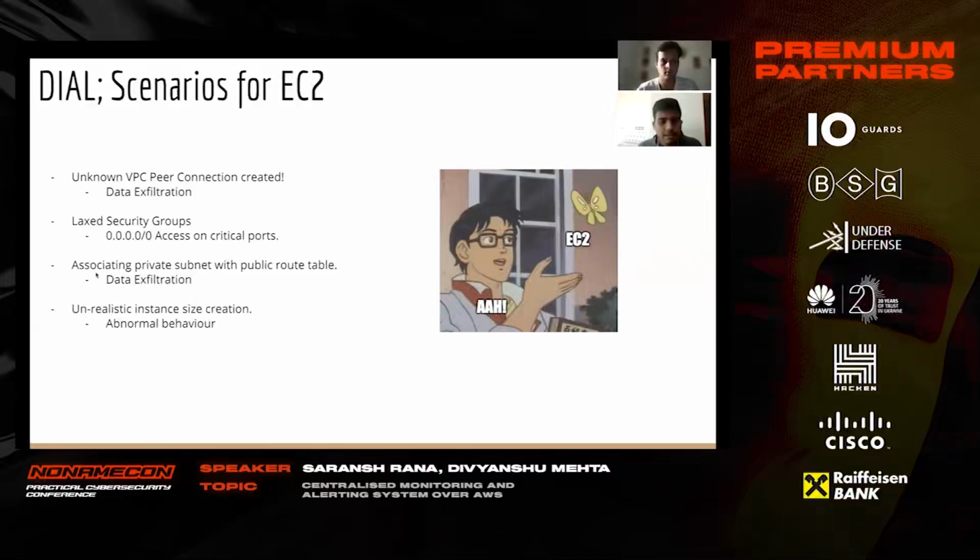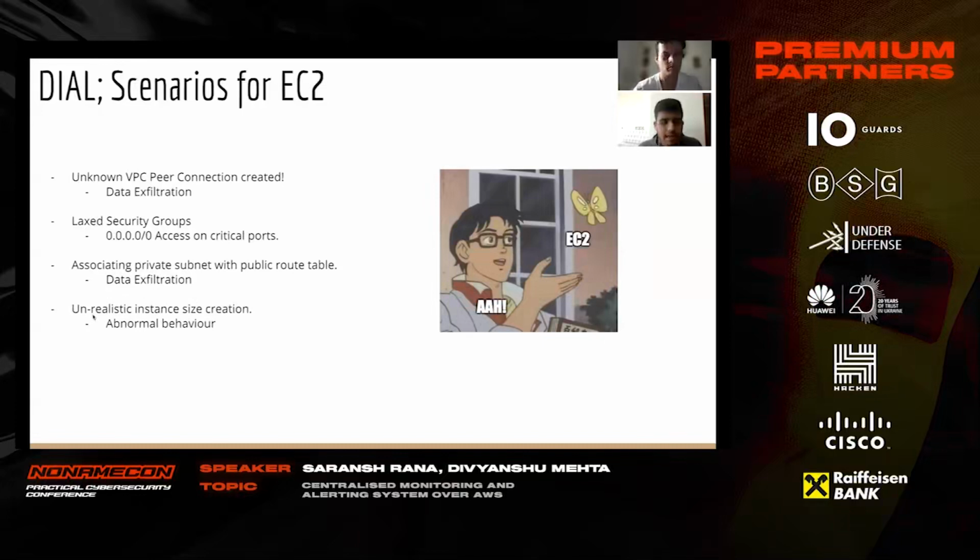Next we have associating a private subnet with a public route table. The reason for doing this was we don't want any private subnet to indirectly go public, right? This is basically making the private subnet public, which we want to avoid. Hence the reason for including this, because this can be used as a data exfil method by attackers.